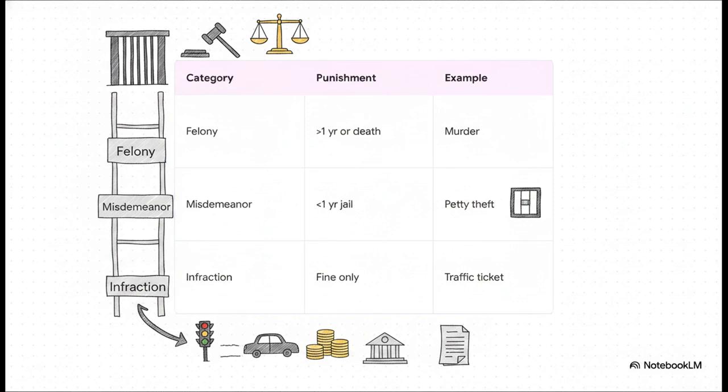Moving down to the middle, we have the misdemeanor. These are less serious, usually landing you under a year in a local jail or just a fine for things like petty theft or a simple assault. And at the very bottom is the infraction. These are minor violations like traffic tickets, which usually just end in a fine and leave no lasting criminal record. Memorizing this ladder is essential, guys, because this severity tier dictates absolutely everything downstream: which court you go to, what your procedural protections are, and of course, your final punishment.